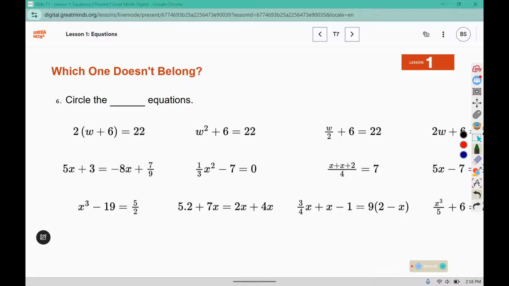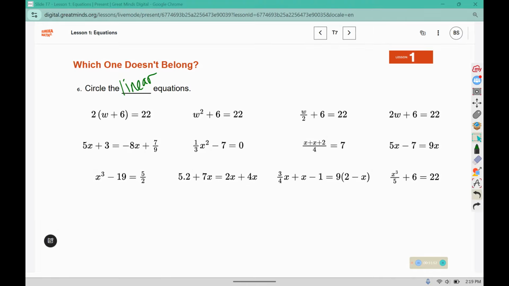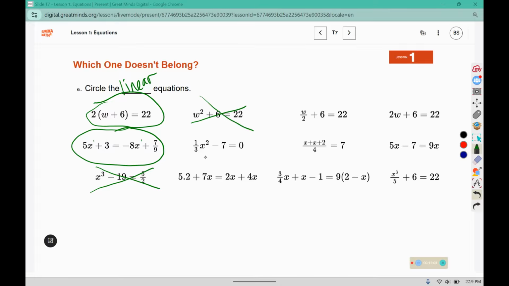So here we are going to circle the linear equations. So this one, the w has an invisible 1. Here the x has an invisible 1. This one has a cube. That is not a 1 or a 0, so it is not linear. This one has an exponent of 2. It is not linear. All of these have exponents of 1, so they are linear.